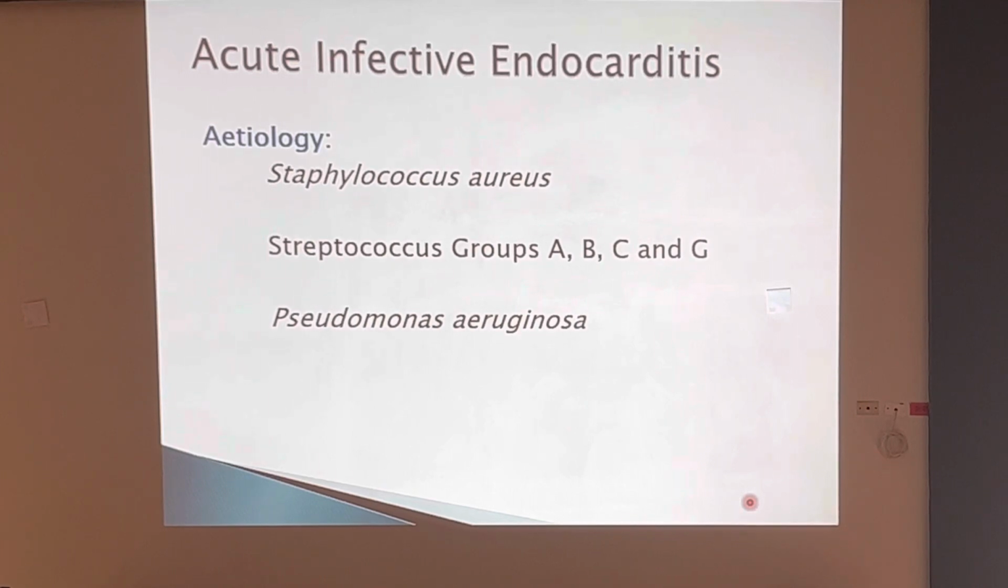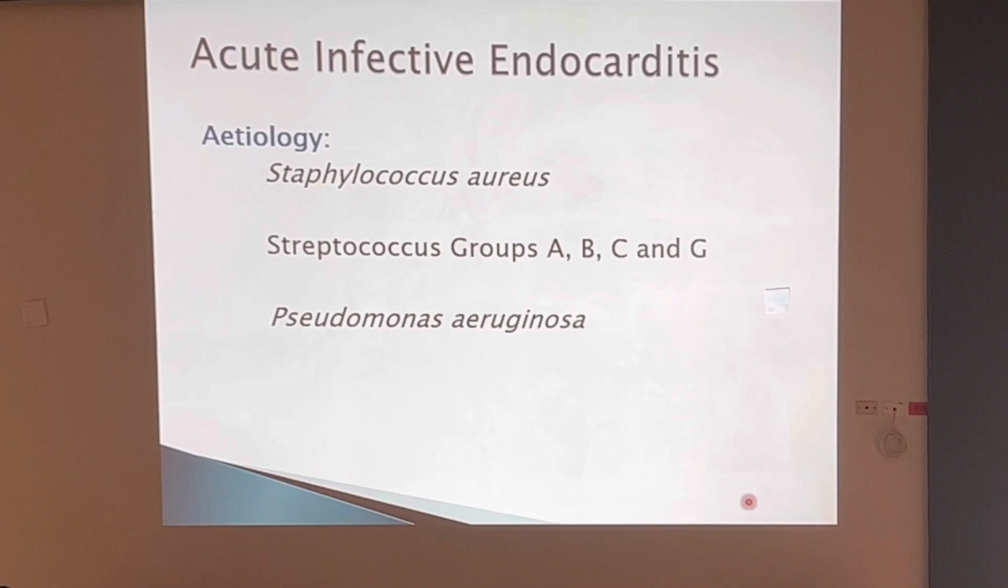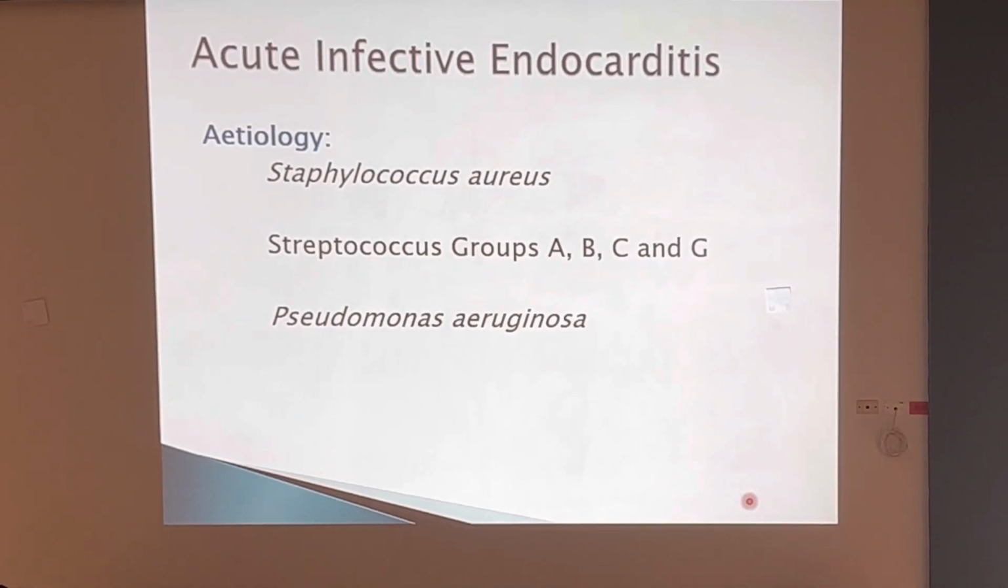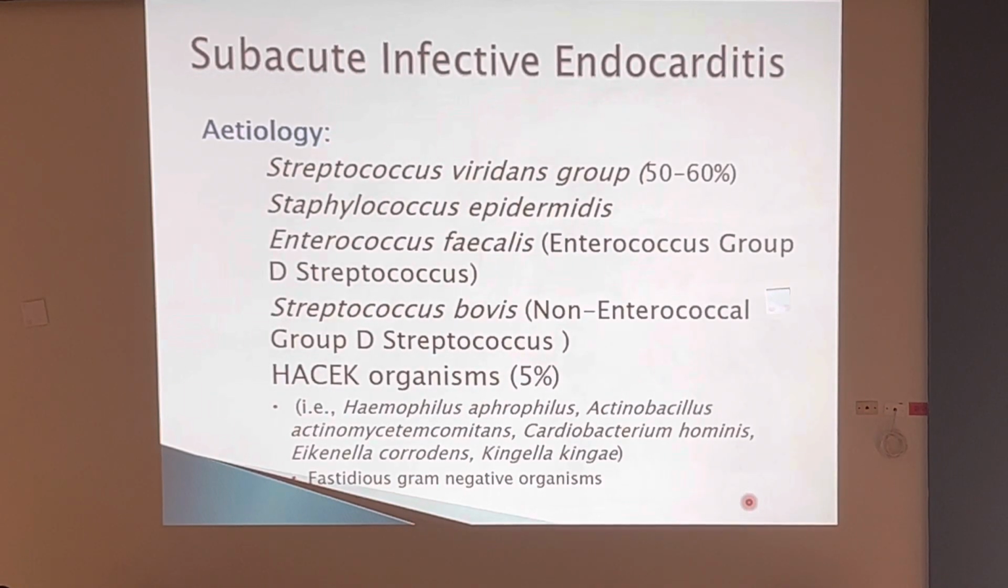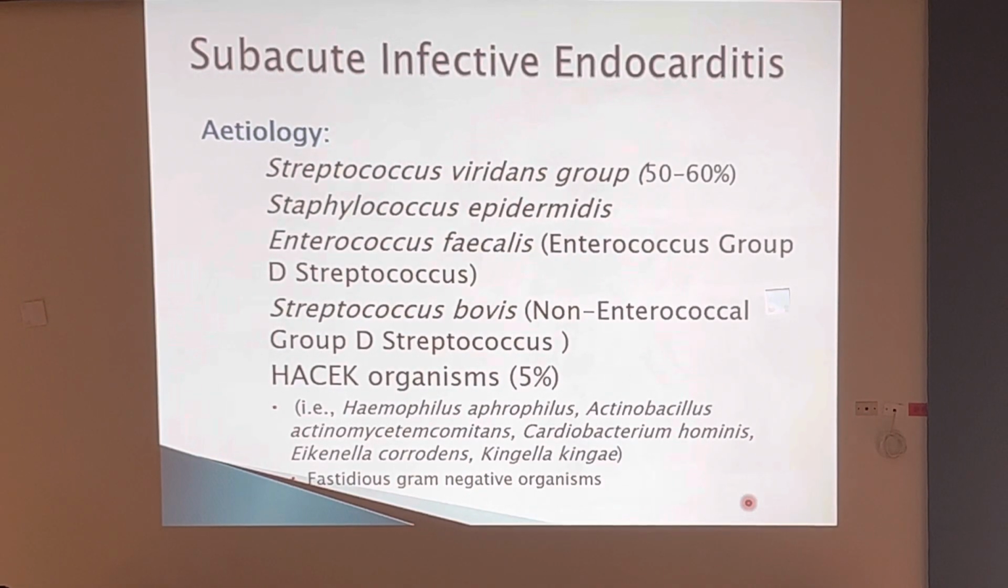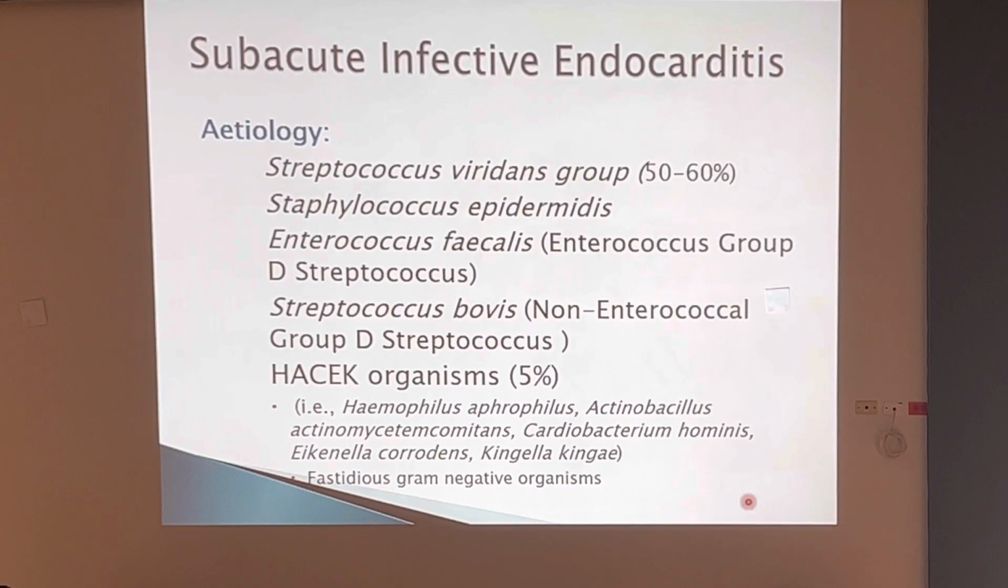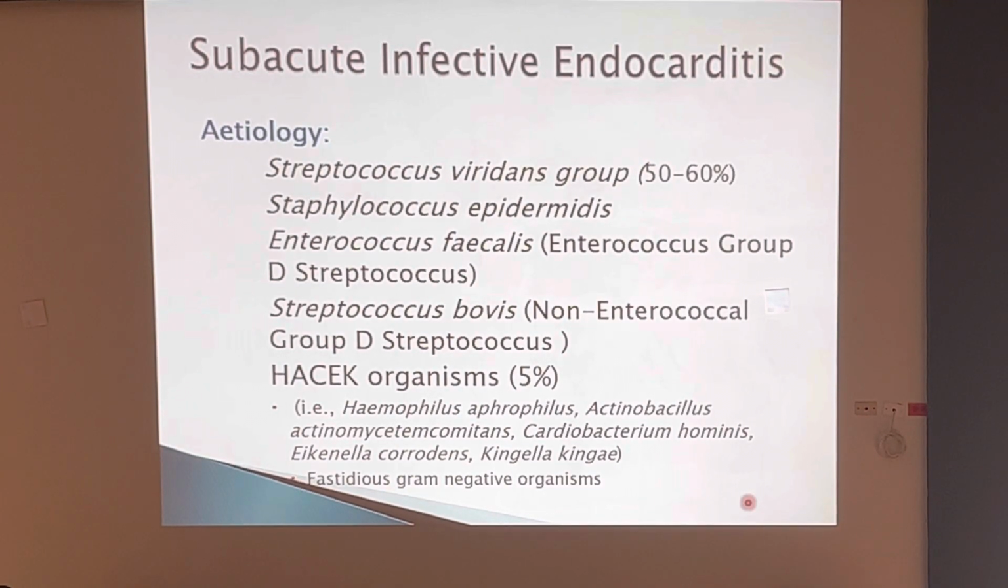In the case of acute infective endocarditis, etiologies include Staphylococcus aureus, with which you're going to become very familiar by the time you finish med school. We have also Streptococcus groups A, B, C, and G, as well as Pseudomonas aeruginosa. There's also subacute infective endocarditis, and the difference between these two is simply that your acute is rapid onset, and your subacute is going to take a longer time to develop.